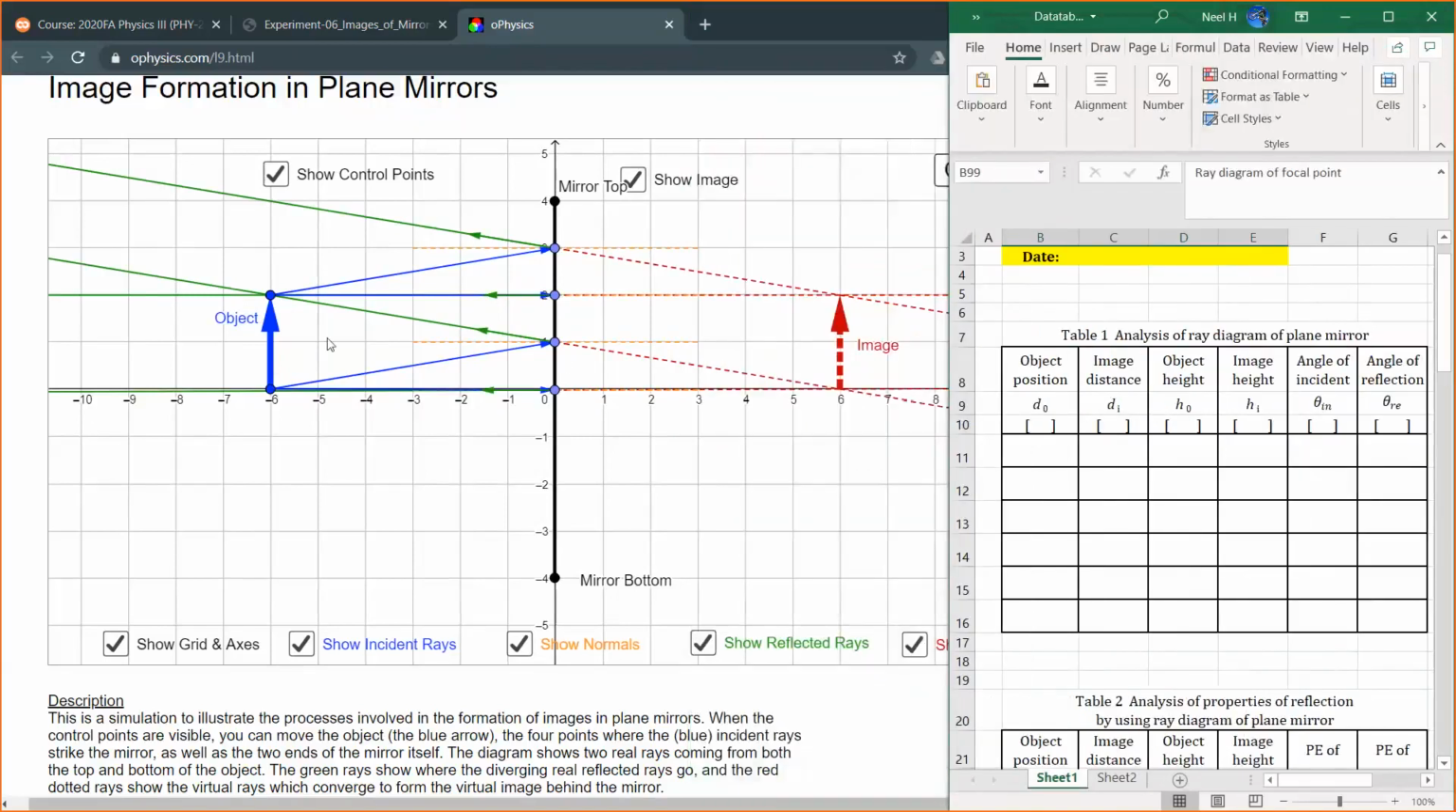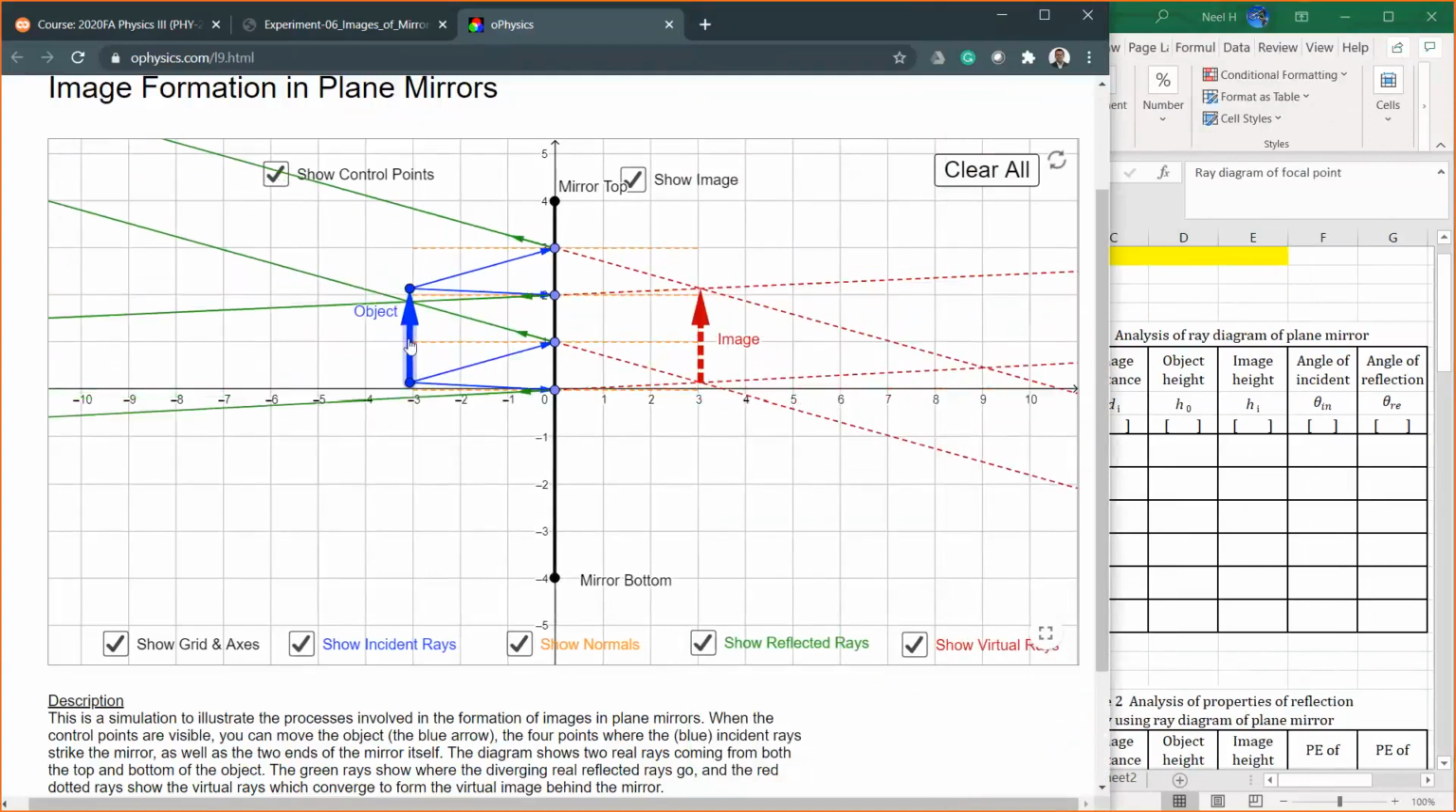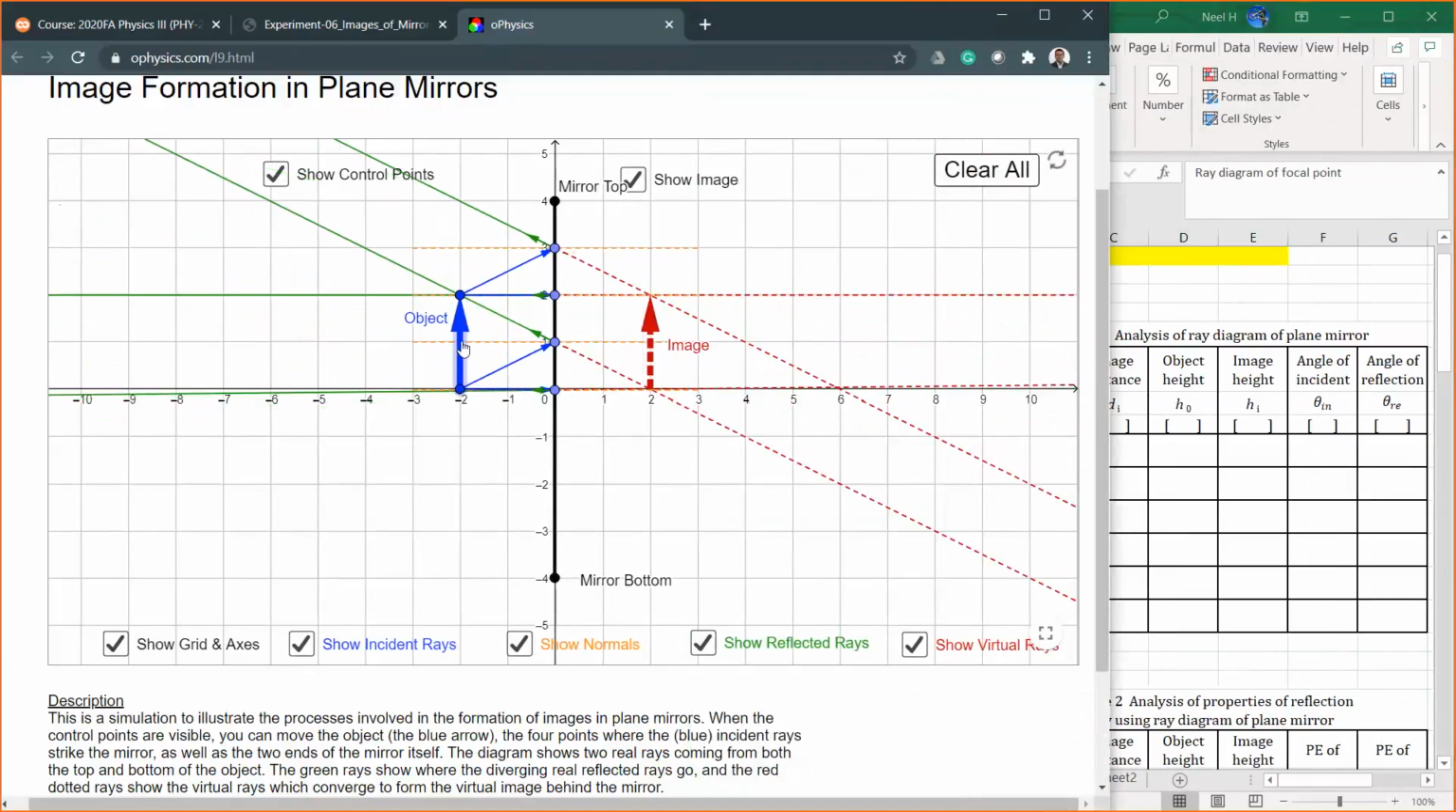Right, so now let's start. We need about 5, 6, 7 data points, let's say 6 data points. Let's bring it a little bit closer, maybe towards the number 2 location. Let's assume that number 2 is about 2 centimeters.